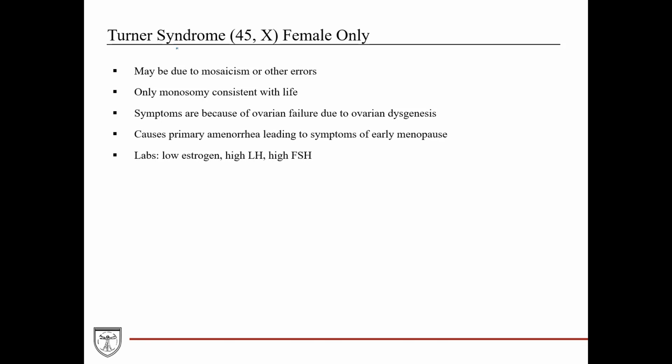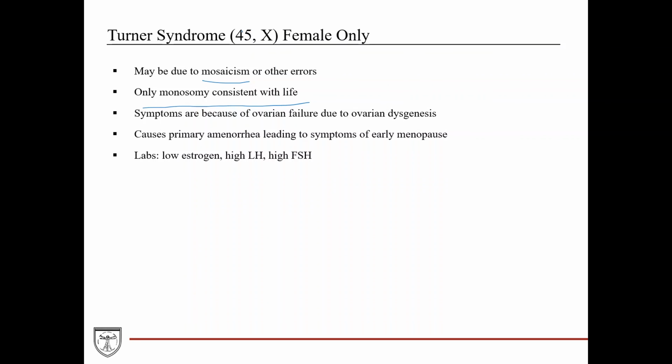Lastly, we'll talk about Turner syndrome, which is an example of a monosomy. It's actually the only monosomy consistent with life, so any other type is fatal. It may be due to mosaicism or other errors. There's a number of different causes for Turner syndrome, but that's not as high yield. What's more high yield is these facts we're going to go through here and on the next slide.